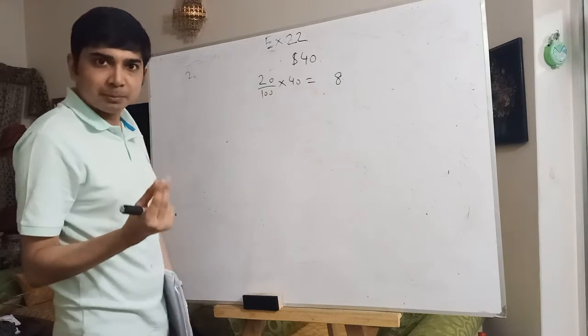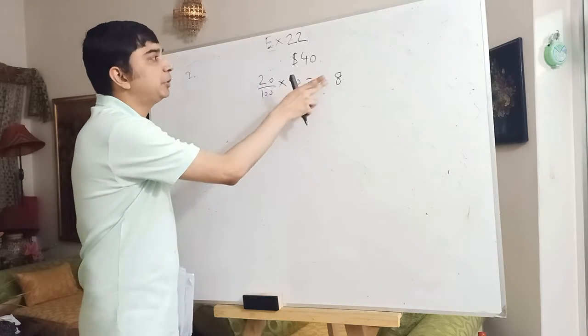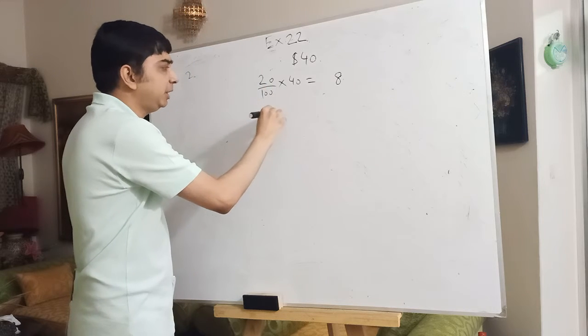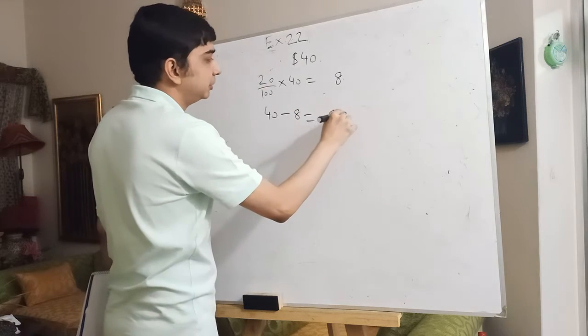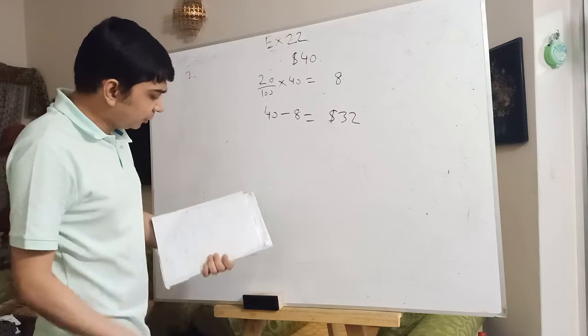Due to sale, the price is a little bit less. So it is 20% less. So first we find 20% of 40. So that is 8. So the new price is going to be 40 minus 8. That is $32. Okay. Now you can look at it in another way.